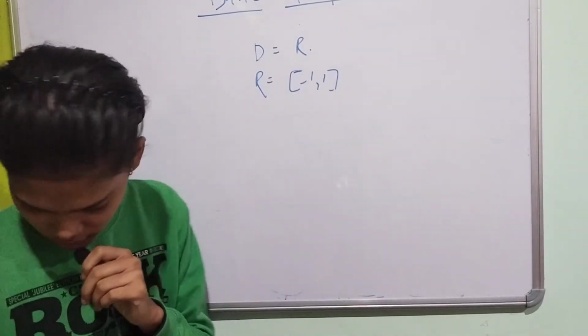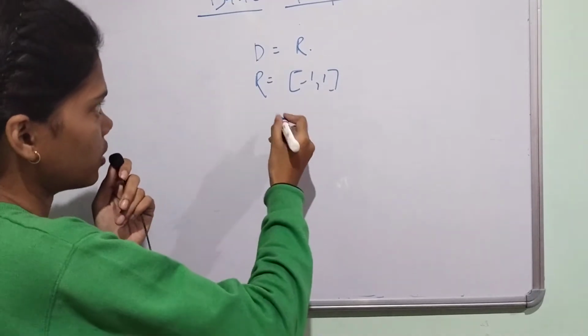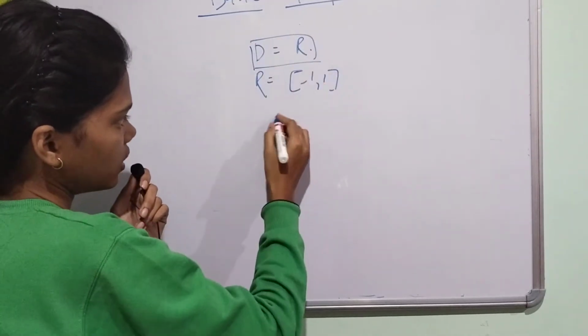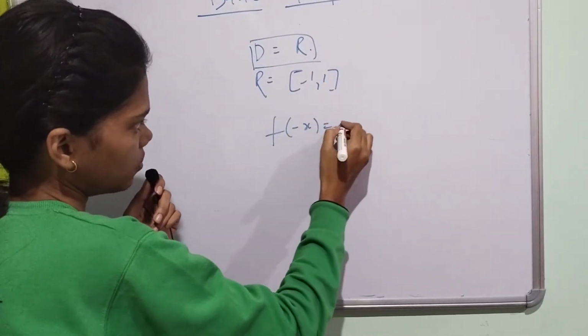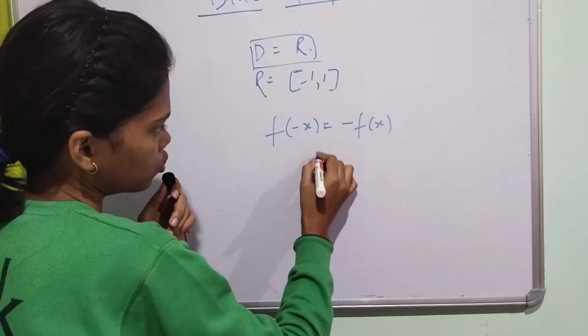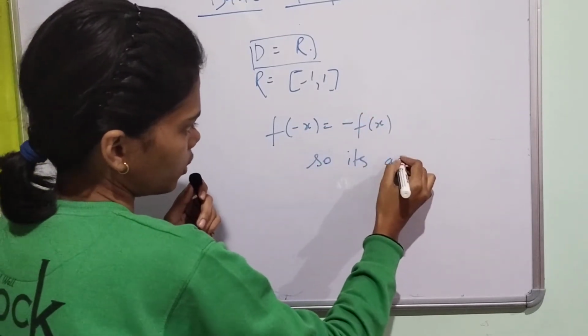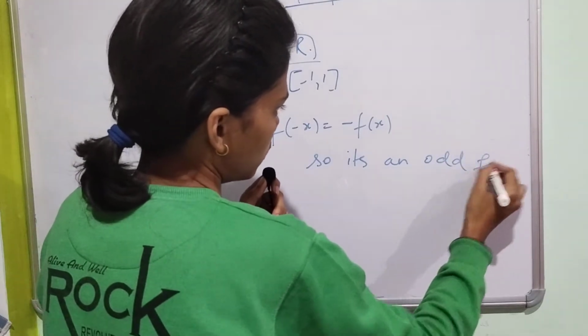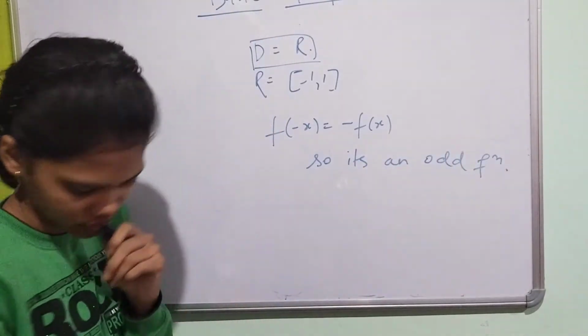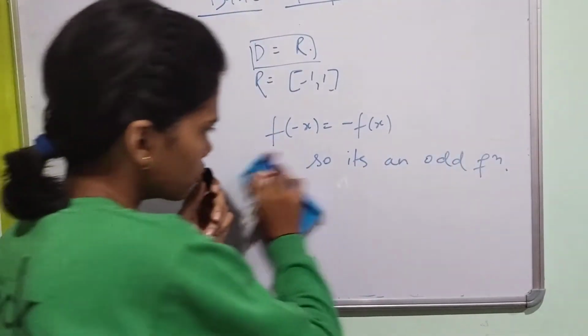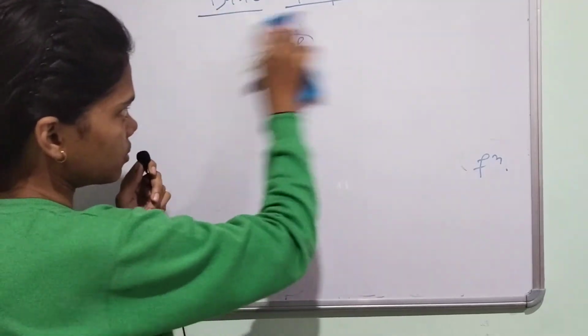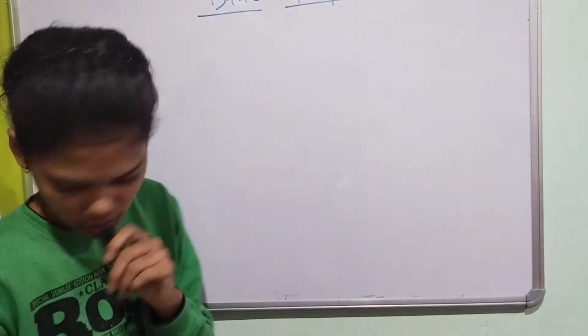One more thing, you can see domain is R, and here also f of minus x is same as minus of f of x, so it is an odd function. So we can say sin x is an odd function. Since it is an odd function, it must be symmetric about origin. Yeah, it is symmetric about origin.